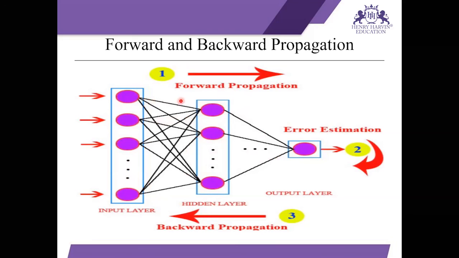So what is happening? Here the inputs are passed to the hidden layer and then we get the output, right? So that is forward propagation. Then the error is estimated and based upon that we adjust the weights. We are making some changes over there, right? So that is backward propagation. So this is just an overview of forward and backward propagation.